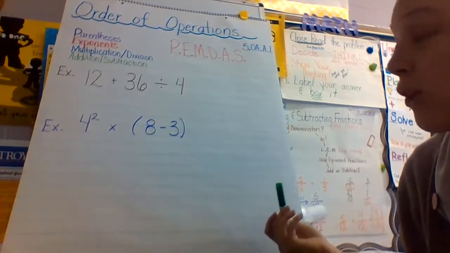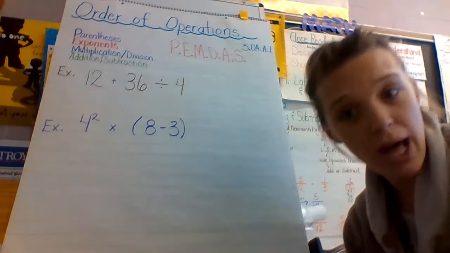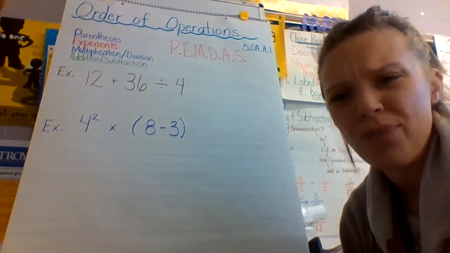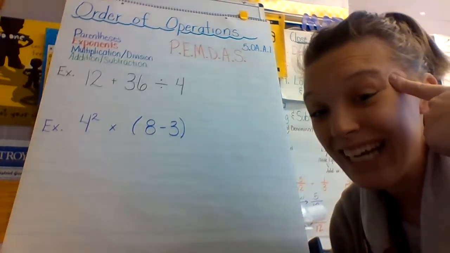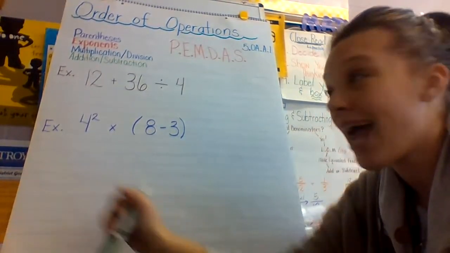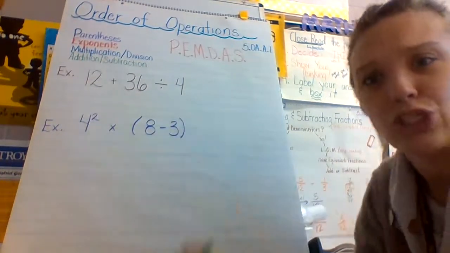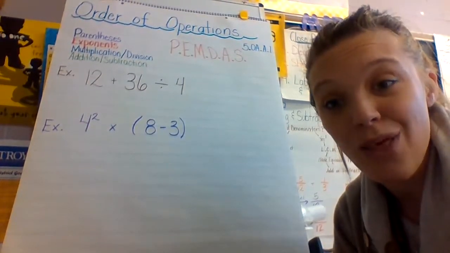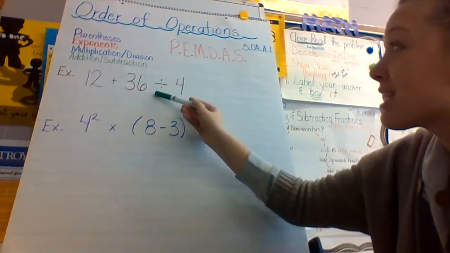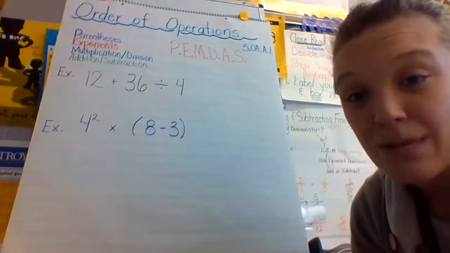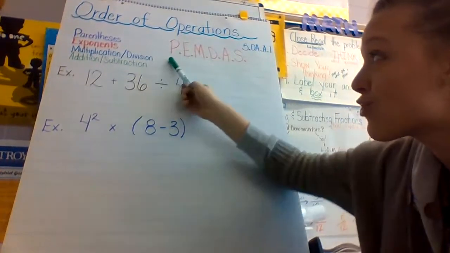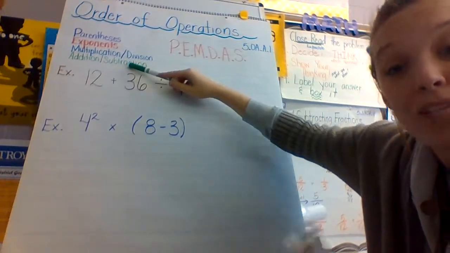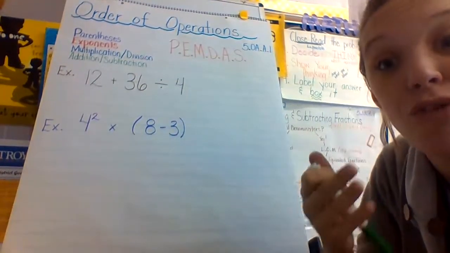Let's start this work by looking at my first example. I have 12 plus 36 divided by 4. Now, when we think about how we read, we're thinking, well, if I read left to right, shouldn't I just solve the problem left to right? It's not always that simple. In this case, we're actually not going to be adding first. In regards to our order of operations, we're going to go down this checklist and we're going to solve whatever operation we see first.